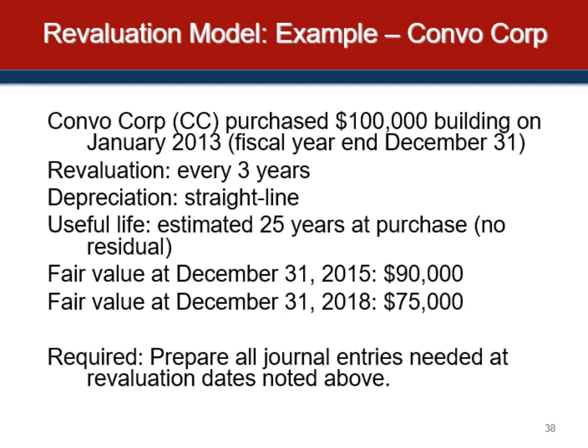The fair value at the end of the 2015 year is $90,000. So we bought it at the beginning of 2013, 2014, 2015. That's 3 years. We're doing a revaluation. And then we're going to do another revaluation 3 years later. The value has gone down to 75. So 100 down to 90, down to 75. So how would you record all of this in journal entries?